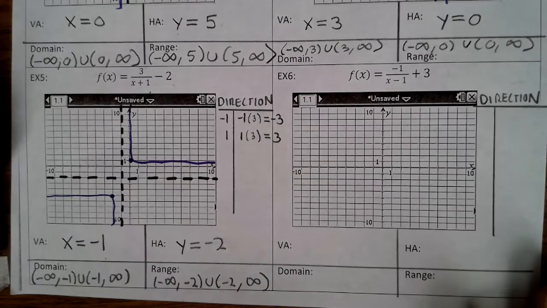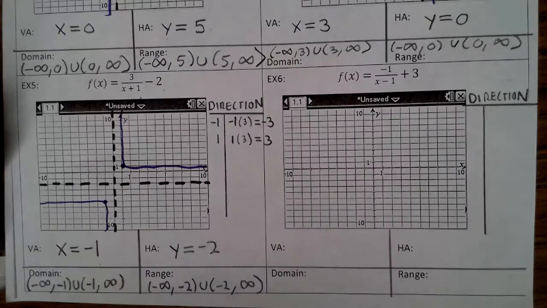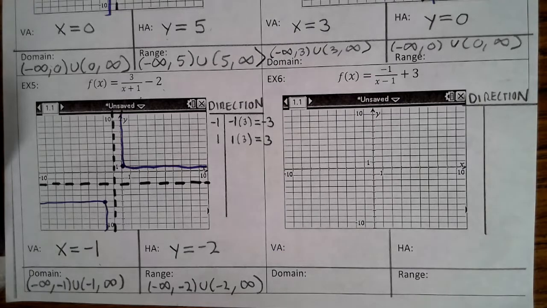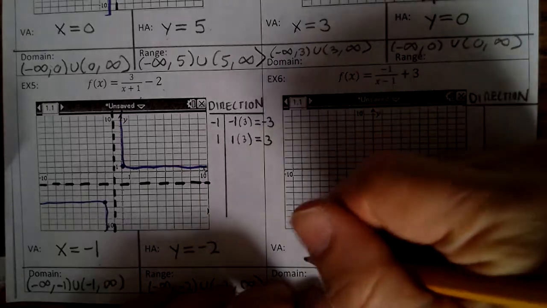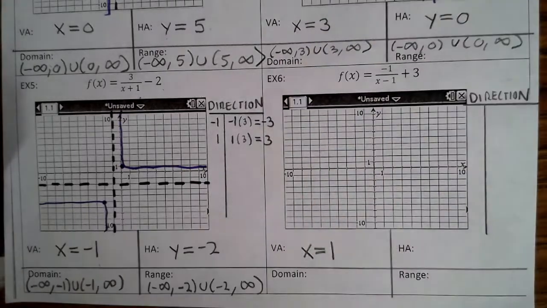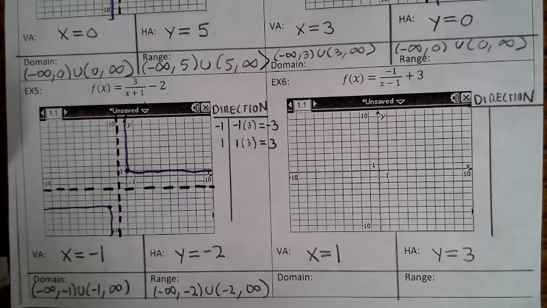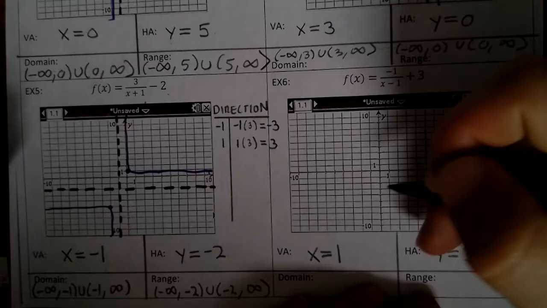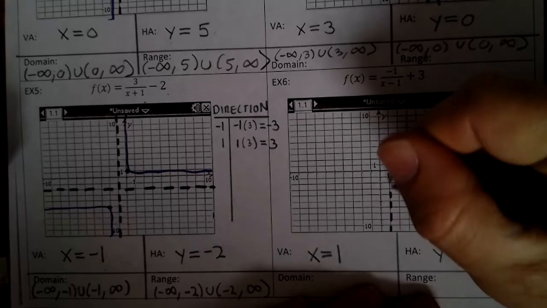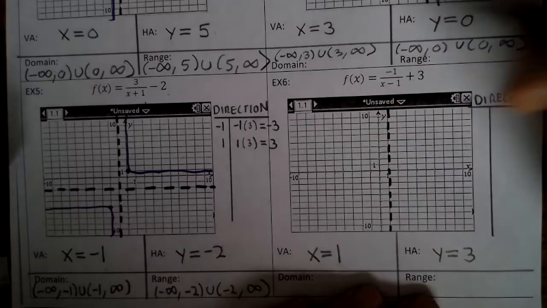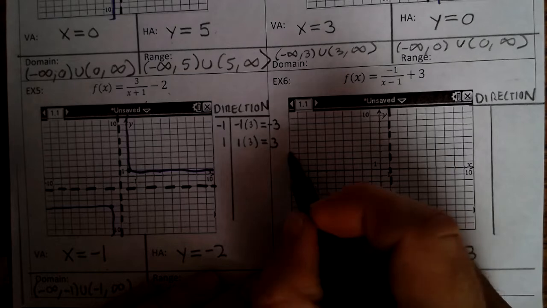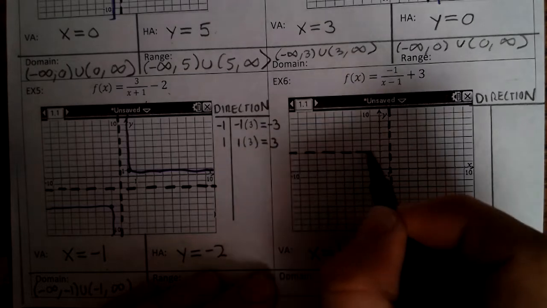So again, we need to do our asymptotes first. So +1 makes the denominator 0, so x equals 1. It goes up to 3, so y equals 3. So x equals 1. And y equals 3. All right. Now we need to graph by direction.